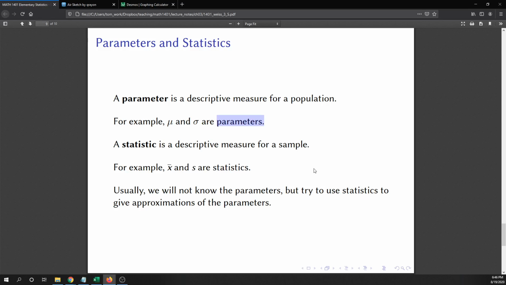All right, and again, the main focus, especially in the second half of the class, will be the fact that you normally will not know what the parameters are, right? Usually the populations are too big to get a handle on those. But what you can do is use statistics to give an approximation of those parameters. You would take a simple random sample, and then use those statistics to estimate and make decisions about the population parameters.